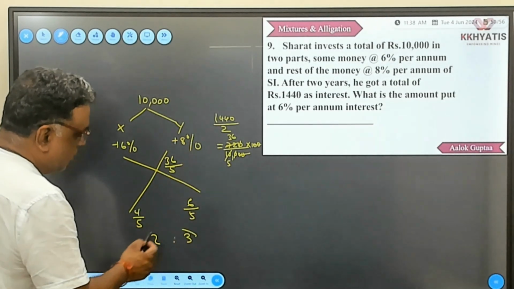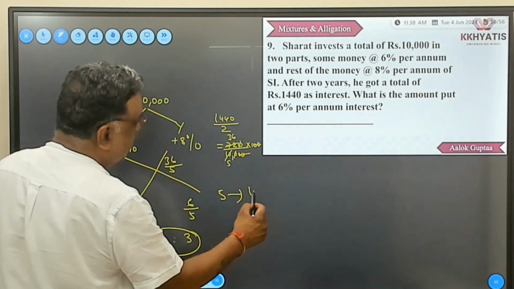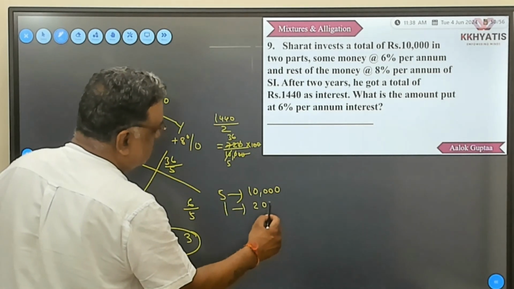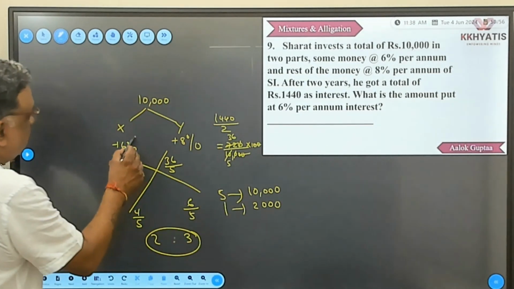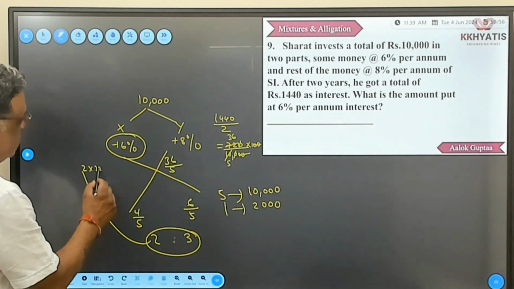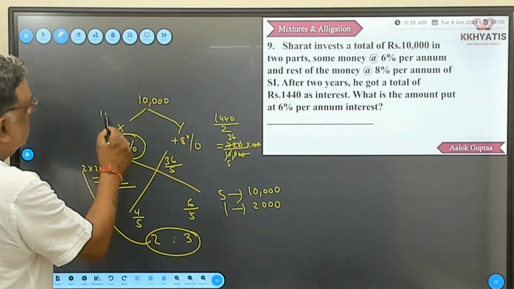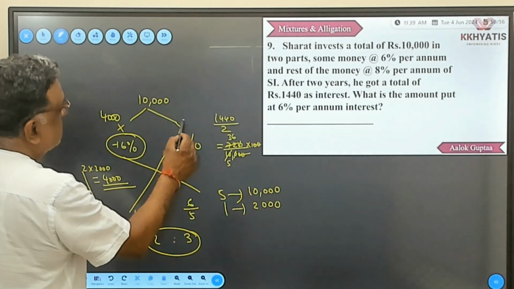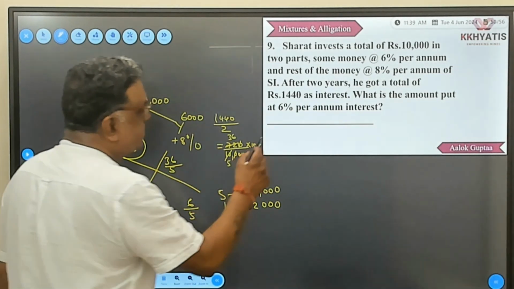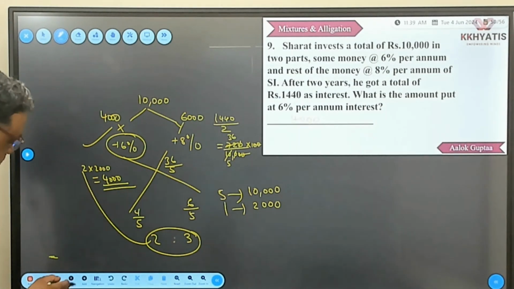So now total of this ratio is 5 and total of the amount is 10,000. So value of 1 would be 2,000. And I want to find out the value of 6%. 6% is 2. So 2 into 2,000, 4,000. So he must have put 4,000 in this scheme and 6,000 in this scheme. But I mean asked this. So answer is 4,000. Correct? Next.